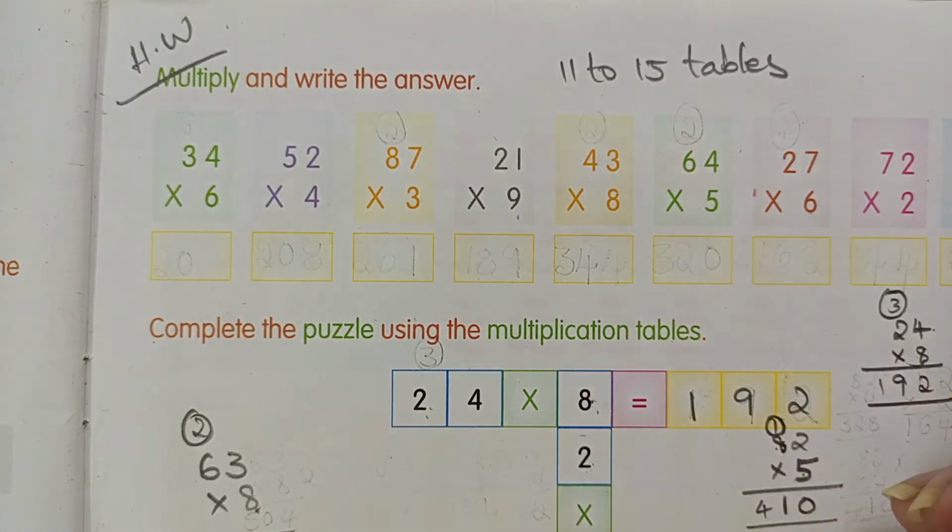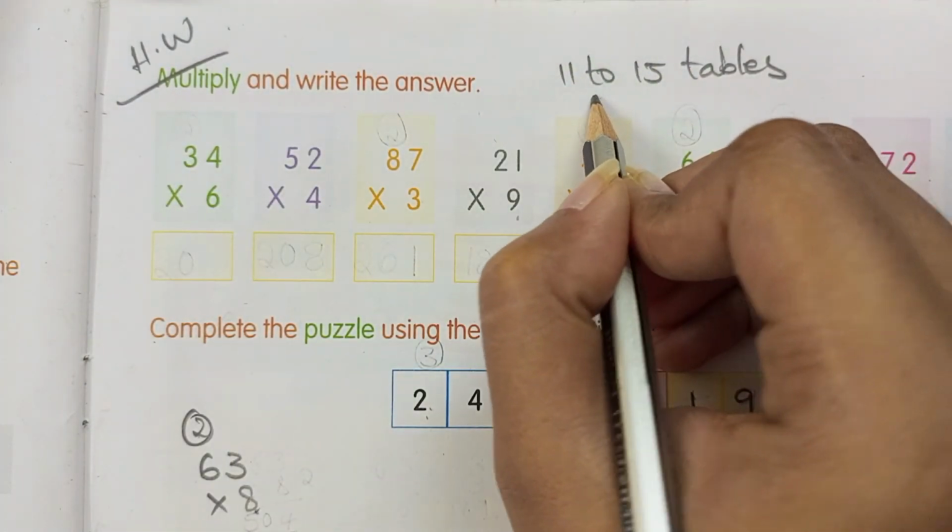For today's home task, do these sums and read the 11 to 15 tables.